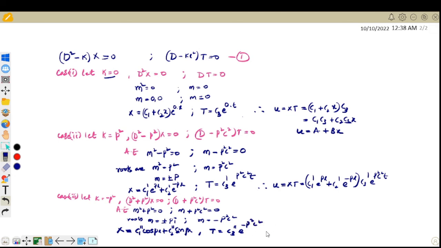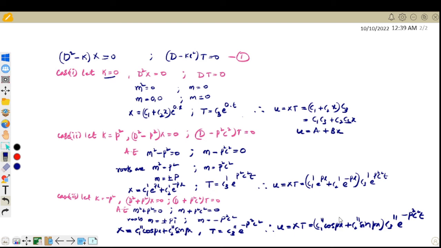Therefore, by using method of separation of variables, u is equal to X T is the solution: c1 double dash cos px plus c2 double dash into sin px, into c3 double dash into e raised to minus p square c square t.